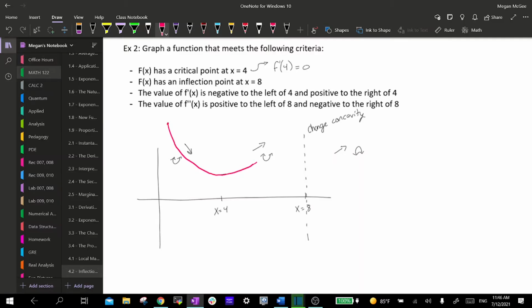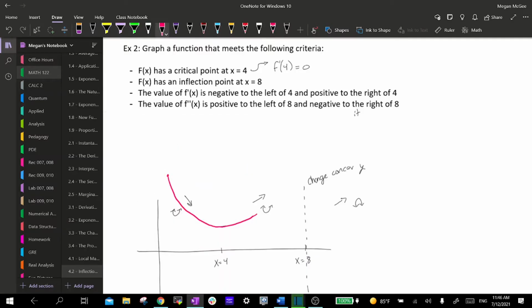So we are increasing. I'm going to need some more space. I foresee some problems. Alright, that's fine. Concavity got cut off. There we go. Now we are increasing and concave up. Here we have hit our x is equal to 8 line, which is where we need to change concavity. But we still have to be increasing, and now we are concave down. So now we're still increasing, but we've changed concavity.